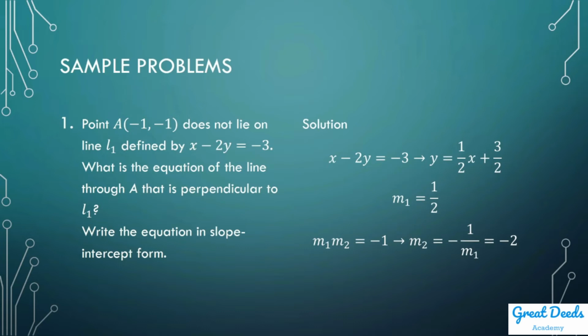The product of their slopes is -1. So that means M sub 2 is equal to negative of 1 over M sub 1, and that's going to be equal to -2. So this is the slope of L2. Look at that, slope and point. Slope point form: it's going to be y plus 1 is equal to -2 times the quantity x plus 1. Write this in slope-intercept form. That is the equation of L2 in slope-intercept form.